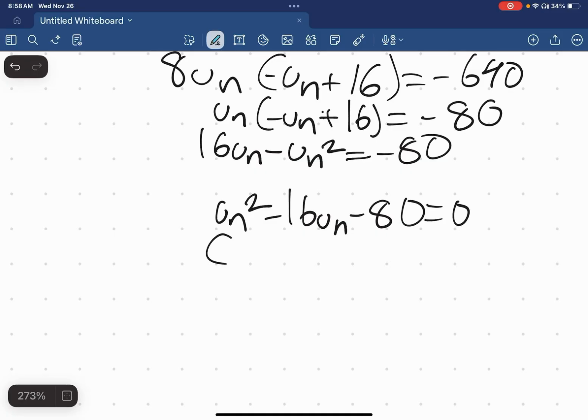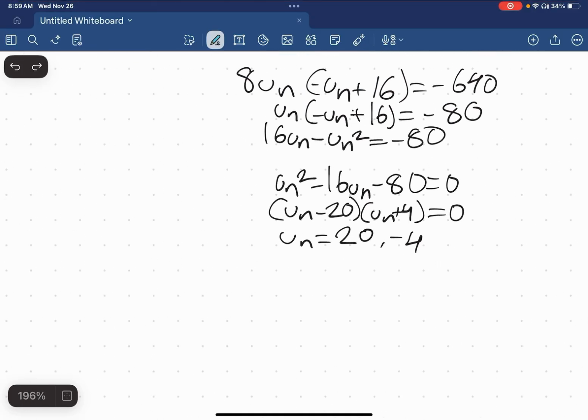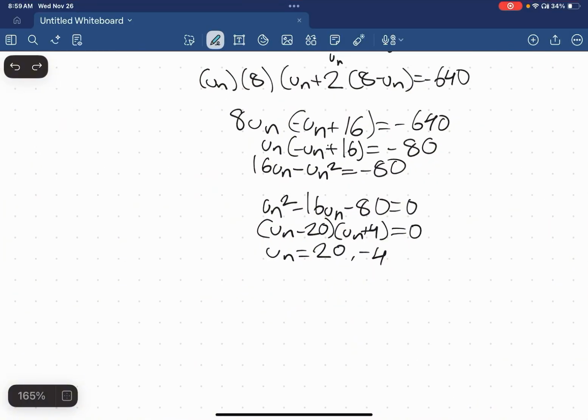And then after factoring this out, we should get un minus 20 times un plus 4, which is equal to 0. And now we're given that un is either going to be equal to 20 or negative 4. It can't equal both, it can only equal one. So we have to go back over here. We have to basically plug these two in and see which one works.